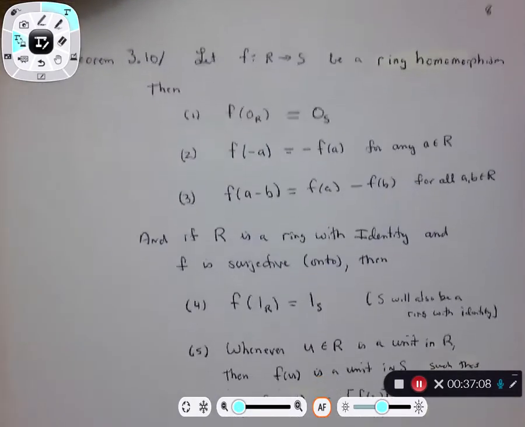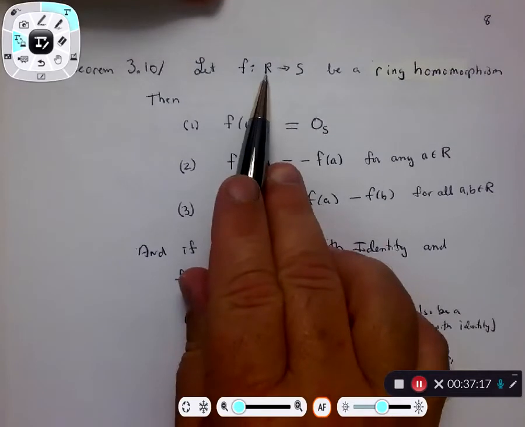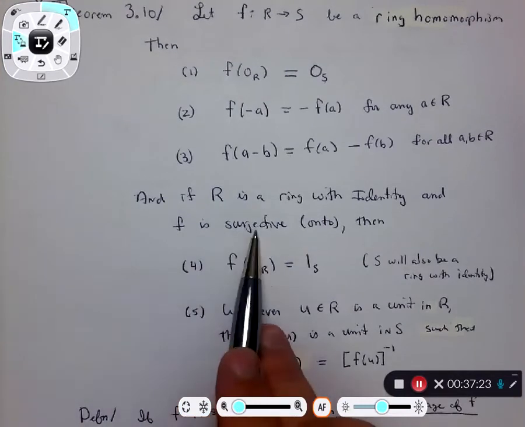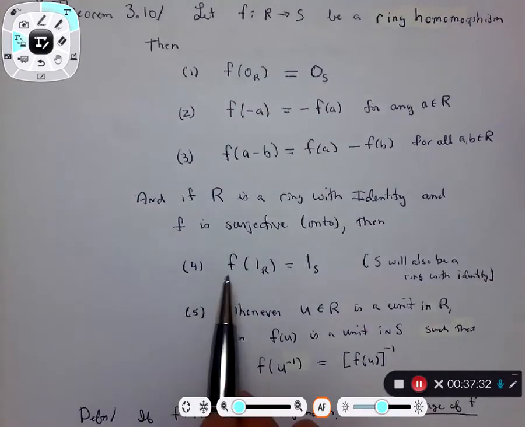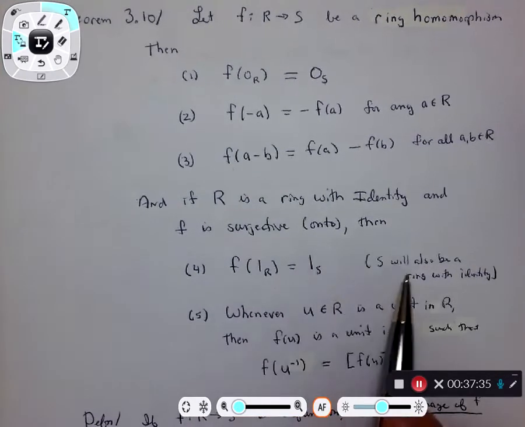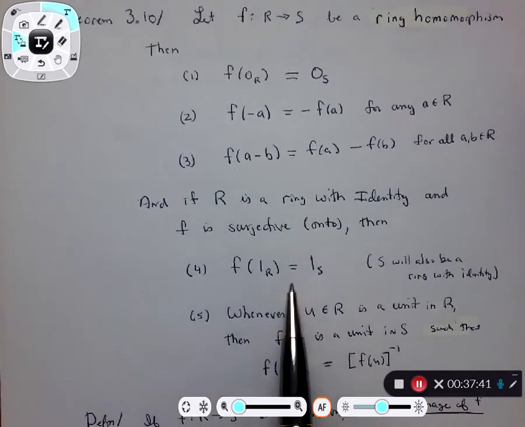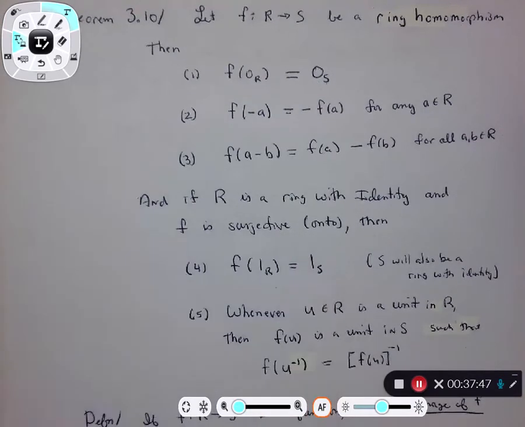Continuing on, if R is a ring with identity, so we're talking about our domain guy over here, the ring R. If R is a ring with identity, and F is a surjective, that means it's onto, map, then I got a couple more properties for you under homomorphisms, and that's the multiplicative identity. F of 1 in R has to be equal to 1 in S. S will also have to be a ring with identity. Even though R is a ring with identity, if you give me a surjective map, automatically that 1 is going to have to map to a 1 over there in the S world. So S will have to be a ring with identity.